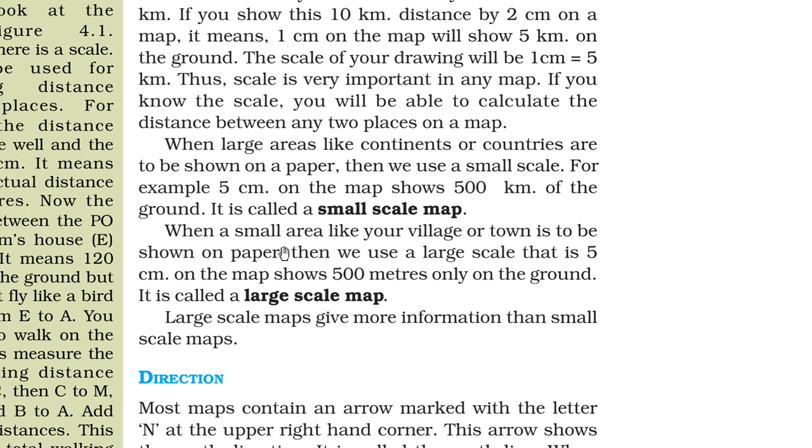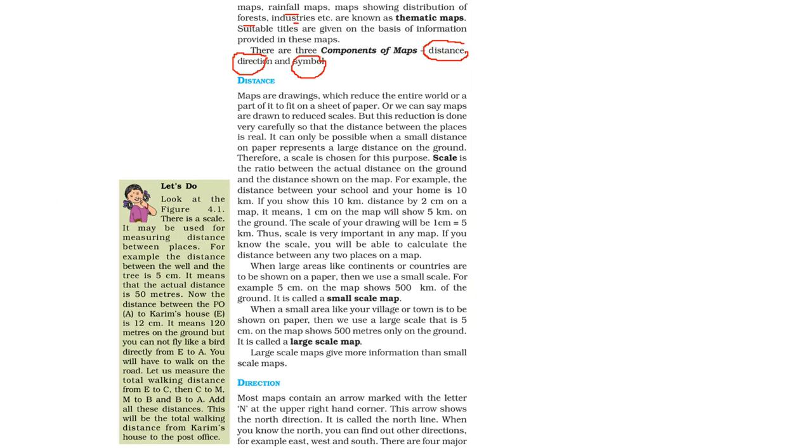And when a small area like your village or a town is to be shown, then we use a large scale map. That is, say 5 cm on a map may just represent 500 meters on the ground. So this is called a large scale map. A large scale map gives us more information than the small scale map. Let me exemplify this. See, this is your school and this is your home. Now the distance between your school and home is say 10 km.